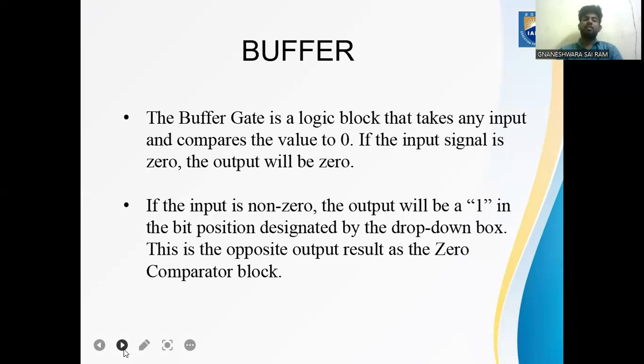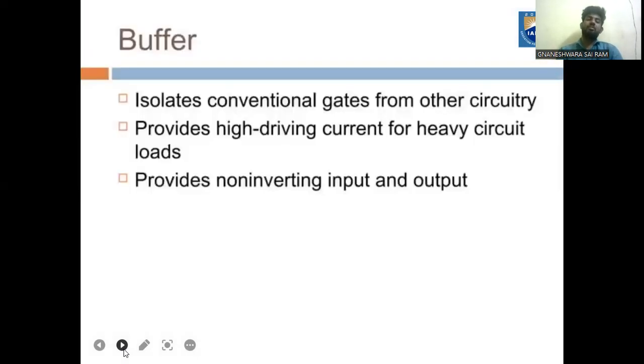Buffer. The buffer gate is a logic block that takes an input and compares it with the value 0. If the input signal is 0, the output will be 0. If the input is non-zero, the output will be 1 in the bit position designated by the drop-down box. This is the opposite output result of a zero comparator block. Buffer isolates conventional gates from other circuitry. Provides high driving current for heavy current loads. Provides non-inverting input and output.